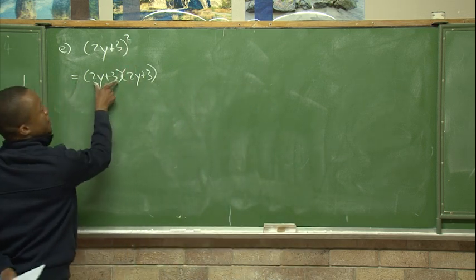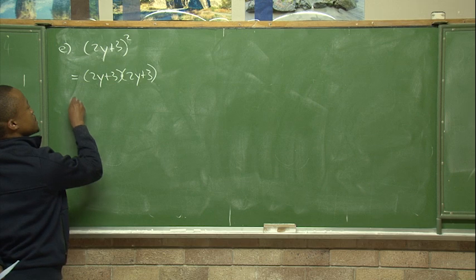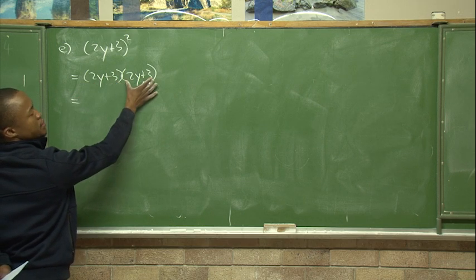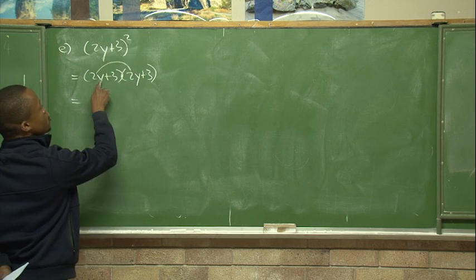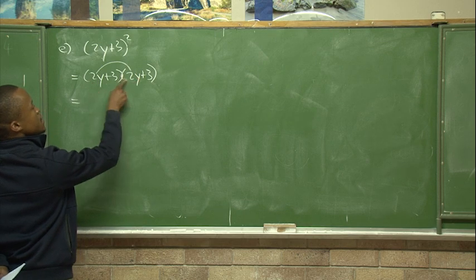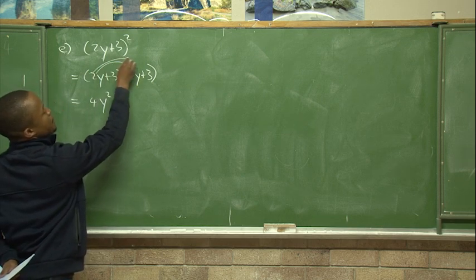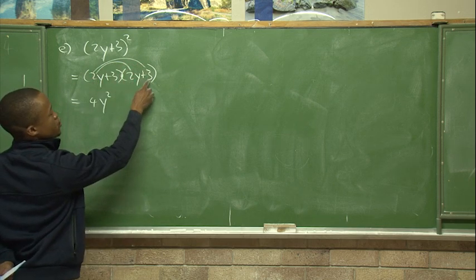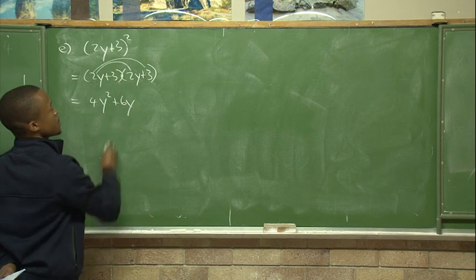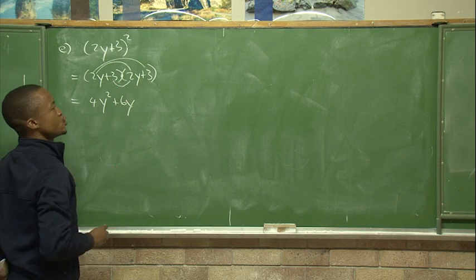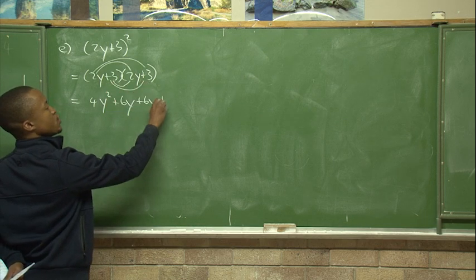Now that we have expressed the expression in terms of 2 identical factors, you notice that we have a binomial multiplied by another binomial. So what we need to do is to apply the procedure. We have 2y multiplied by 2y. So 2 times 2 gives us 4. y times y will be y squared. 2y multiplied by 3: 2 times 3 will give us 6. We have 6y because we still have the factor of y. Then we take the 3. 3 multiplied by 2y will give us 6y as well. And 3 multiplied by 3 will give us positive 9.